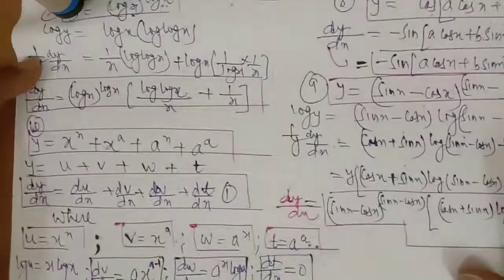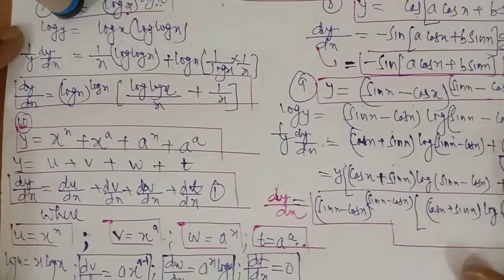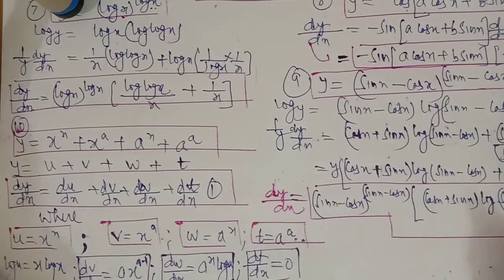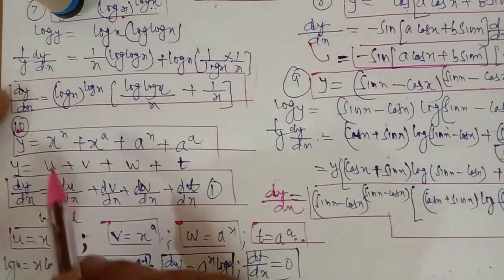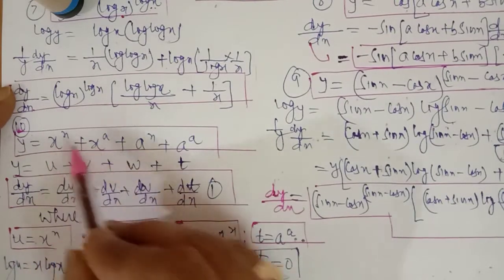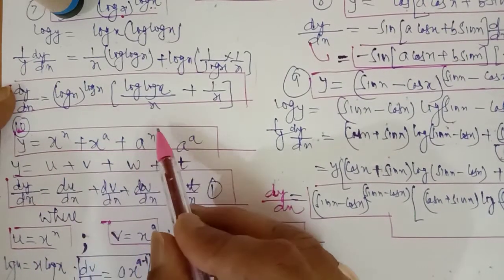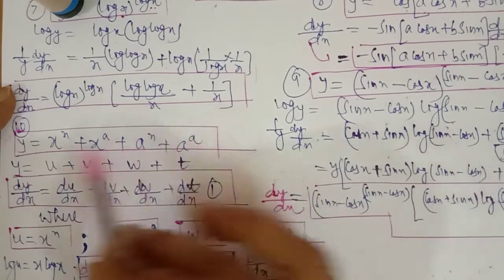Now see this question very carefully, because this question also contains 4 terms, and see each term very carefully. This is x raised to the power x, x raised to the power a, a raised to the power x, and a raised to the power a. So these are 4 terms.